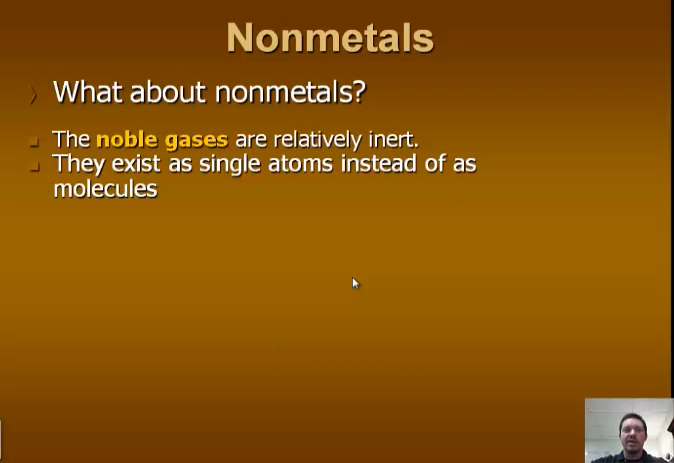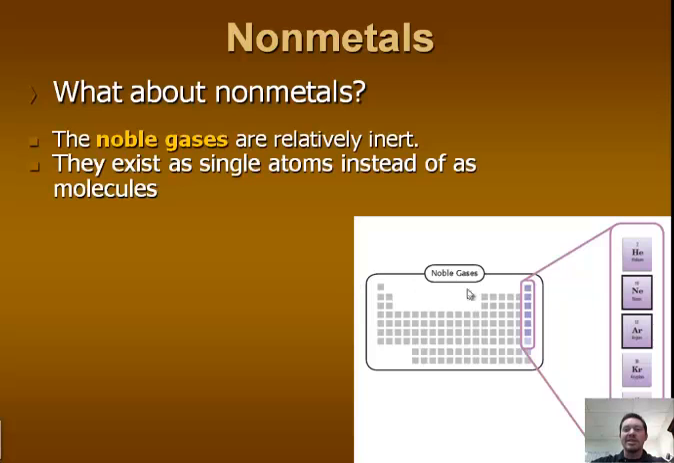Nonmetals, we've got a couple different groups we're going to look at. Noble gases are the very last group, very last column, referred to as noble gases because they're relatively what we call inert. And I'm just going to make a side note: inert means not reactive. And instead of existing as molecules like the rest of the nonmetals do, they exist as single atoms. So you'll find them by themselves typically.